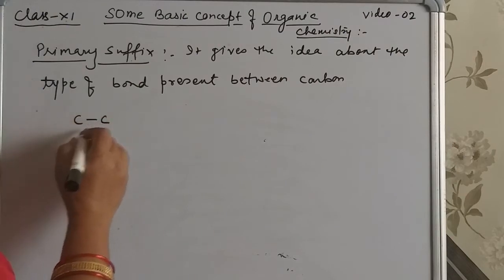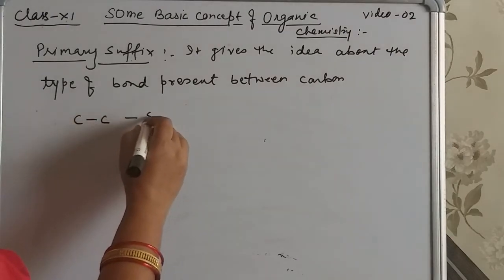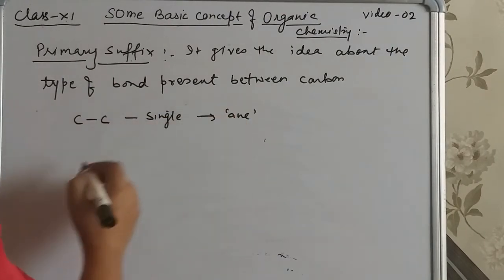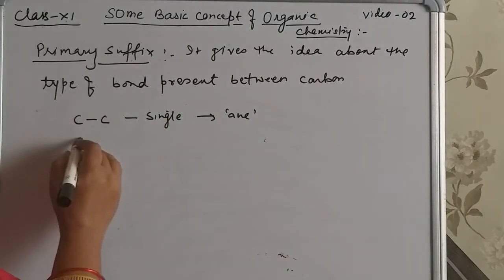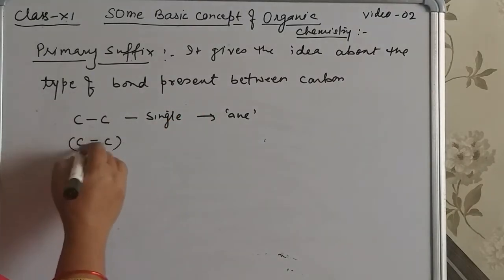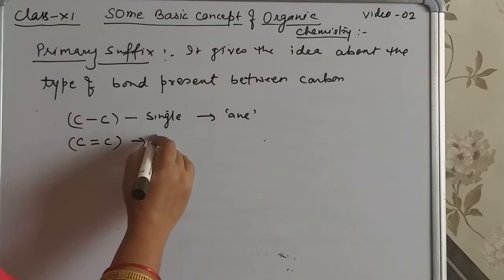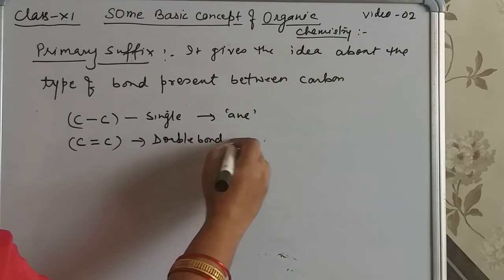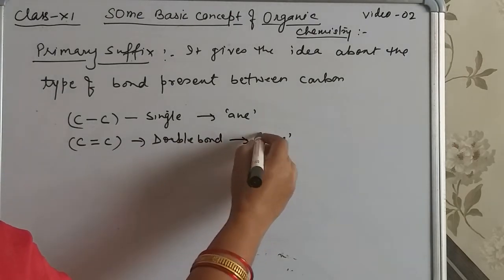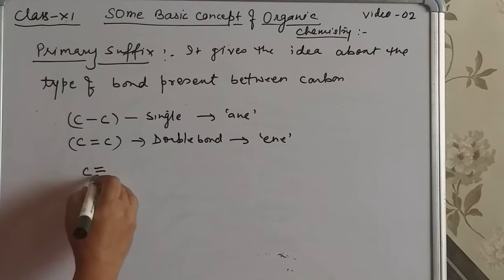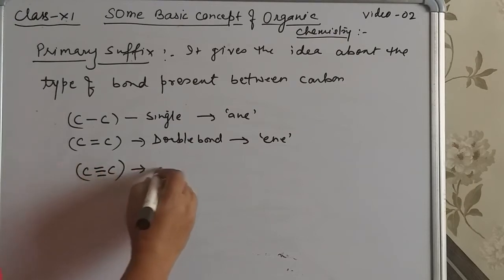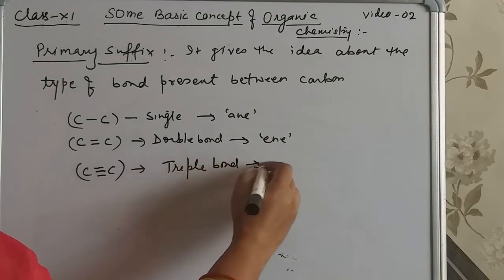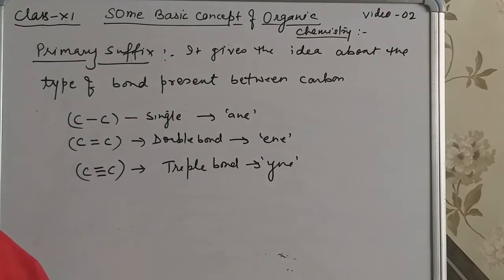If a single bond is present, we use the primary suffix ane. If a carbon-carbon double bond is present, we use ene for that. If a carbon-carbon triple bond is present, we use yne for that.